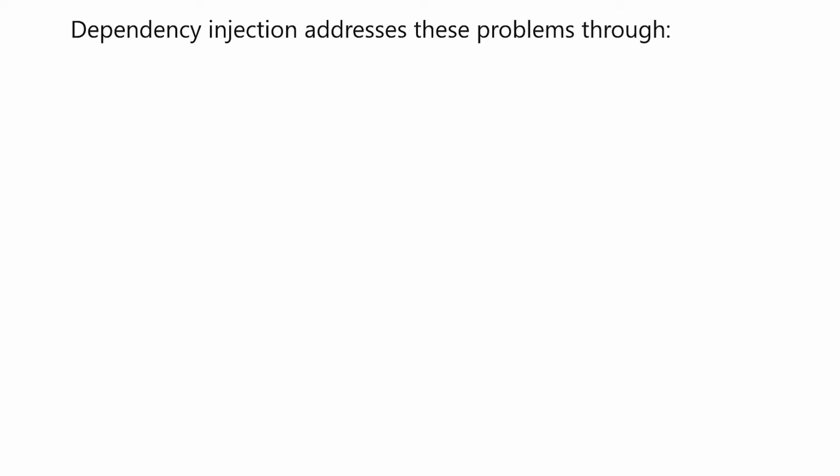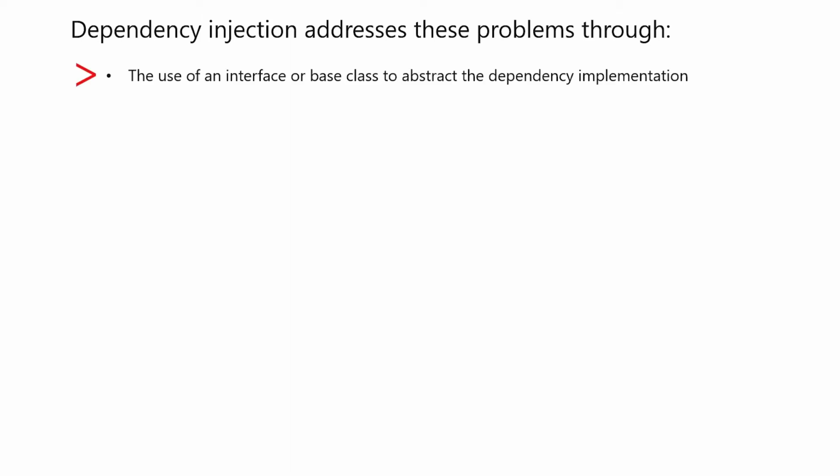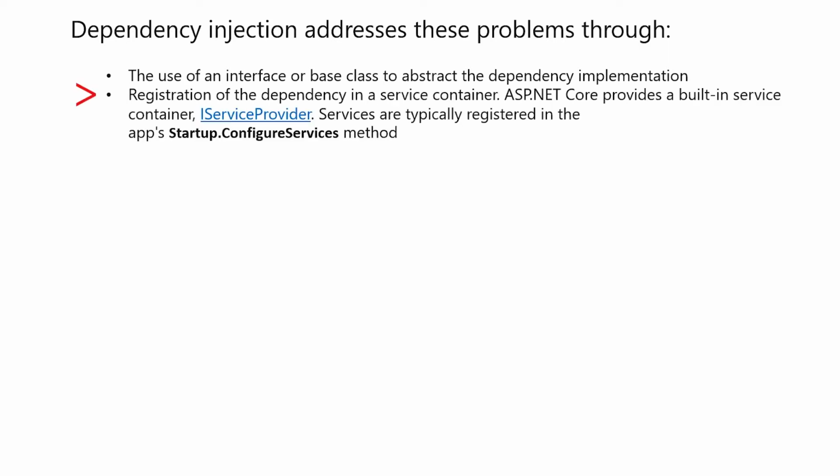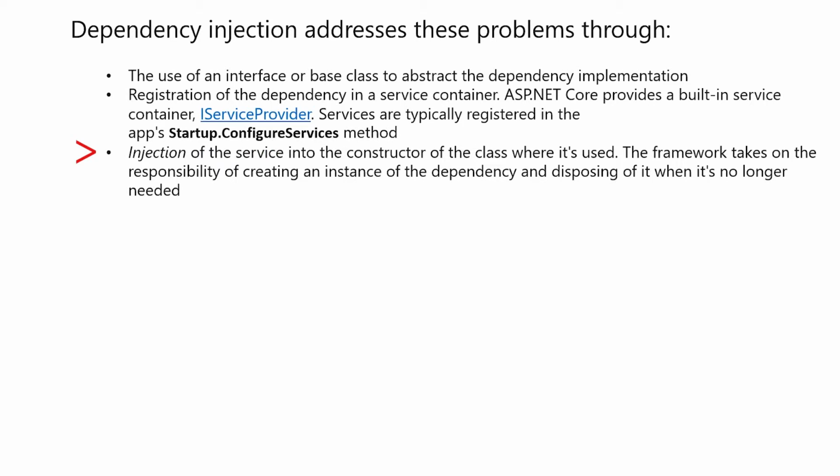Dependency injection addresses this problem through the use of an interface or base class to abstract the dependency implementation, registration of the dependency in a service container, and injection of the service into the constructor of the class where it's used. ASP.NET Core provides a built-in service container, IServiceProvider. Services are typically registered in the app's Startup.ConfigureServices method. The framework takes on the responsibility of creating an instance of the dependency and disposing of it when it's no longer needed.